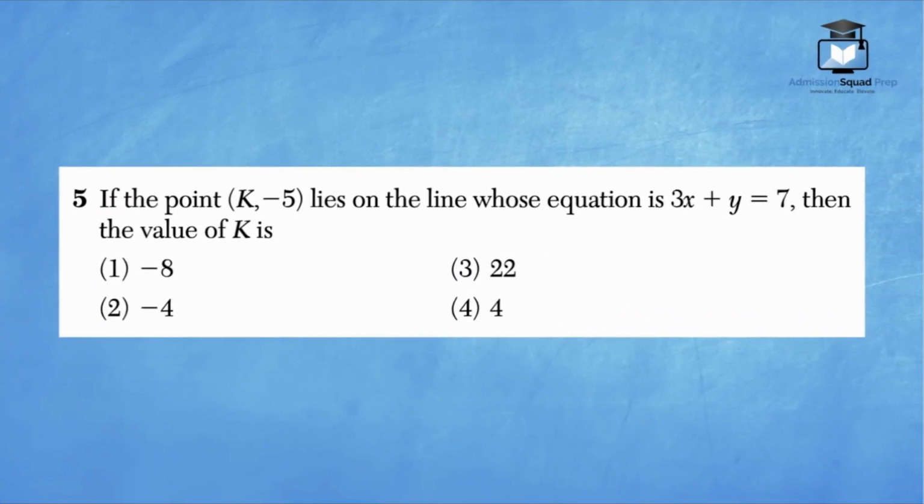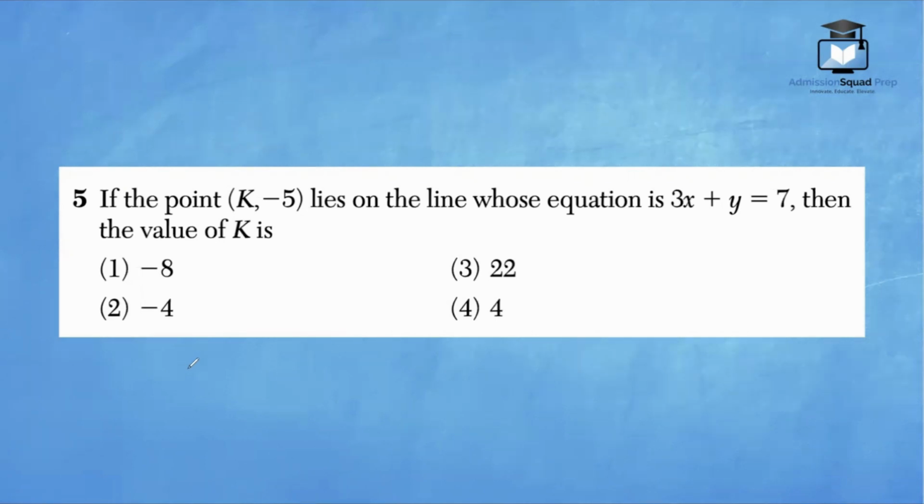For question number 5, it's very similar to number 1. If the point (k, -5) lies on the line whose equation is 3x plus y equals 7, then the value of k is. For question number 1, we were given the value of x and we needed to find the value of y. For this question, we are given the value of y and we need to find the value of x.